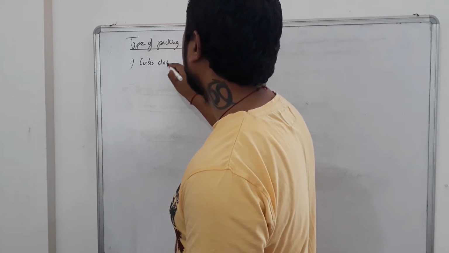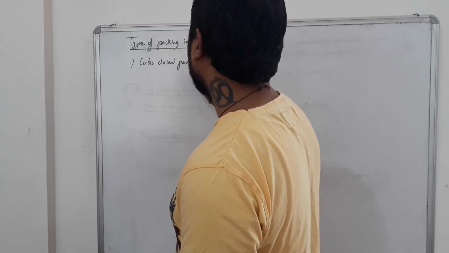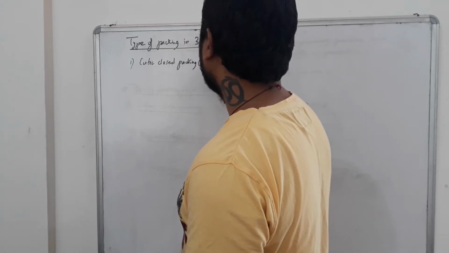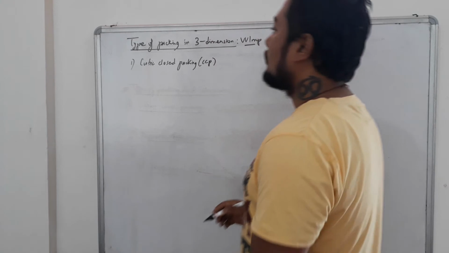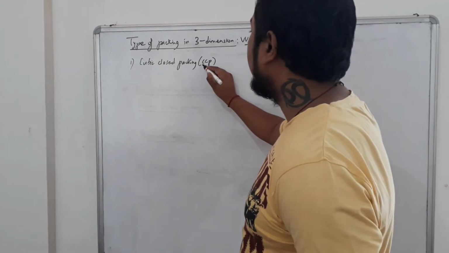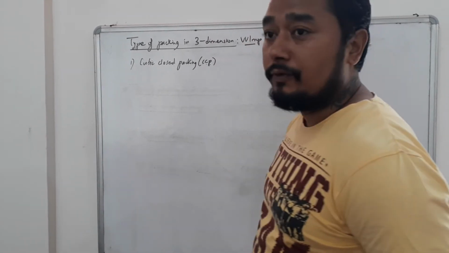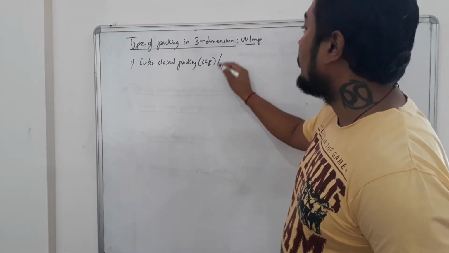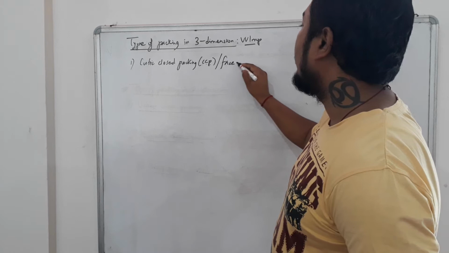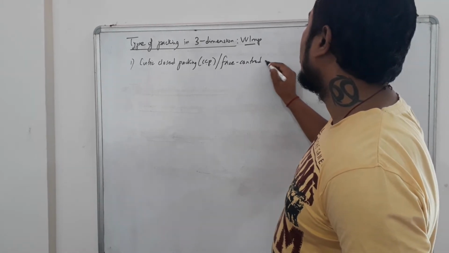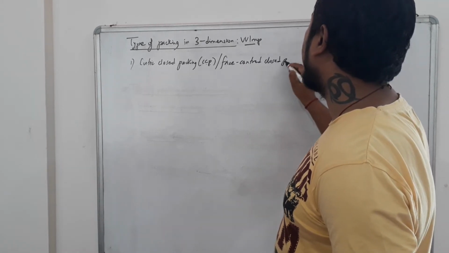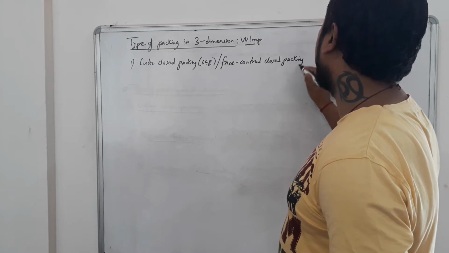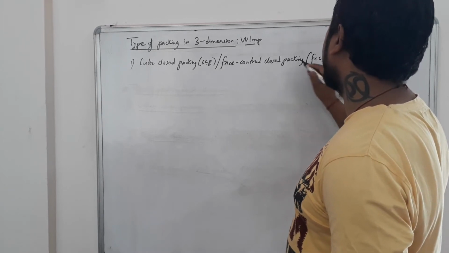Cubic closed packing, also abbreviated as CCP. So what is the full form of CCP? Cubic closed packing, which is also known by the name face-centered close packing, which is abbreviated as FCC.